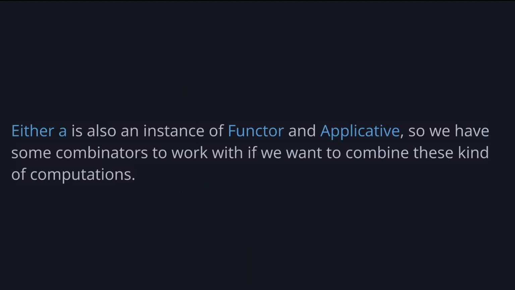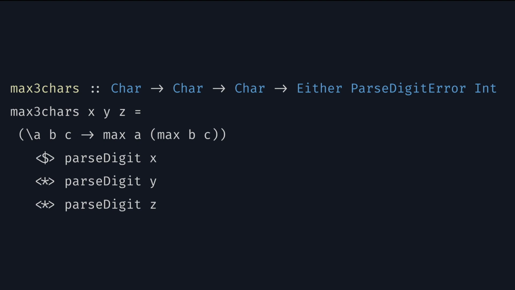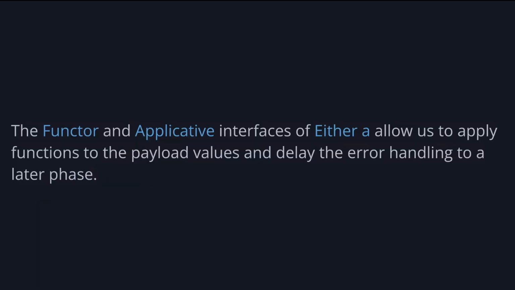Either A is also an instance of a functor and applicative, so we have some combinators to work with if we want to combine this kind of computations. For example, if we had 3 characters and we wanted to try and parse each of them and then find the maximum between them, we could use the applicative interface. The functor and applicative interfaces for Either A allow us to apply functions to the payload values and delay the error handling to later phase.